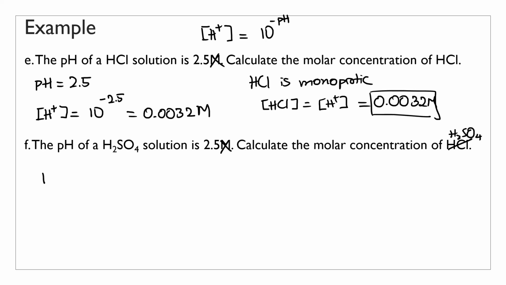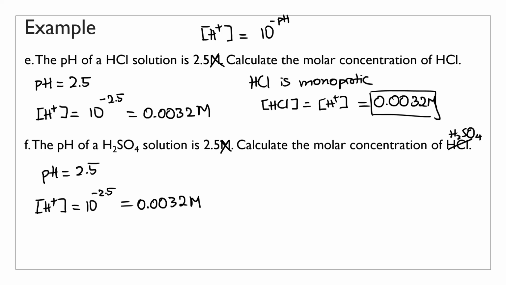The pH of an H2SO4 solution is 2.5, so pH is 2.5. And I need to find the concentration of the acid again. So I'm just going to start by finding the concentration of hydrogen ions from the pH. So it's the exact same operation as before, and it should give you the same concentration as before. So the concentration of hydrogen ions is 0.0032.